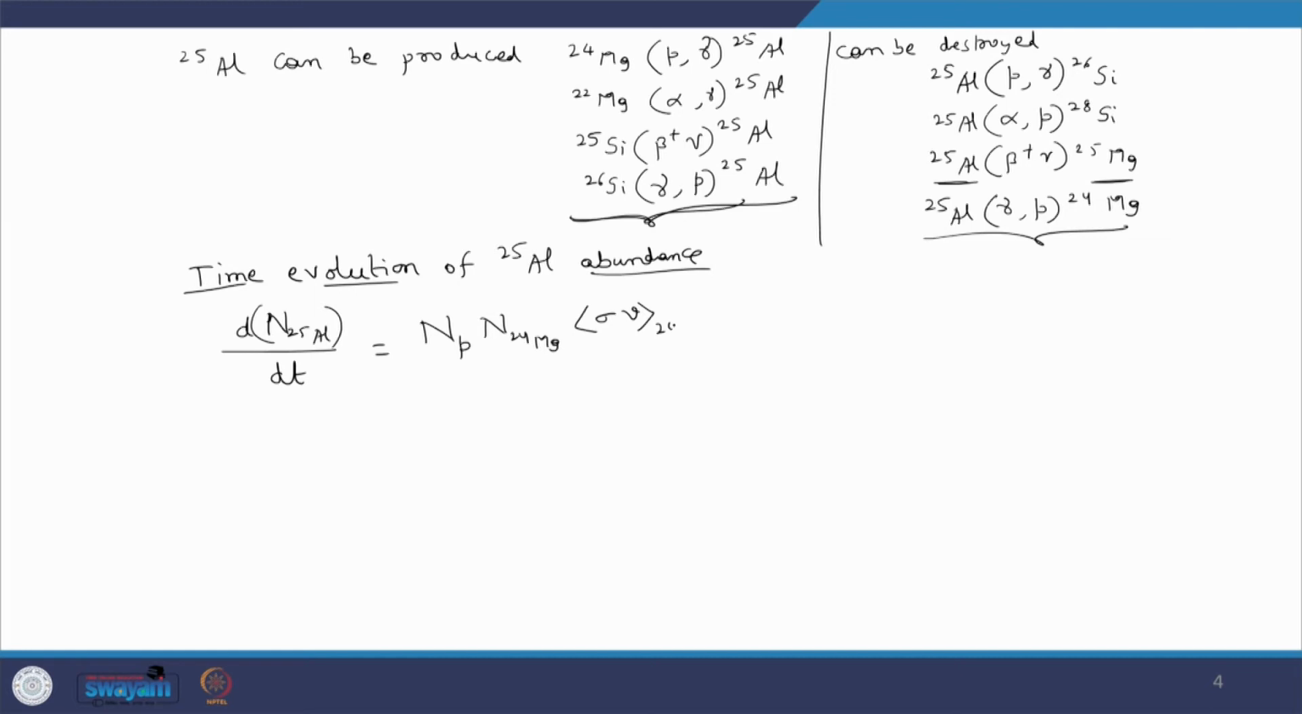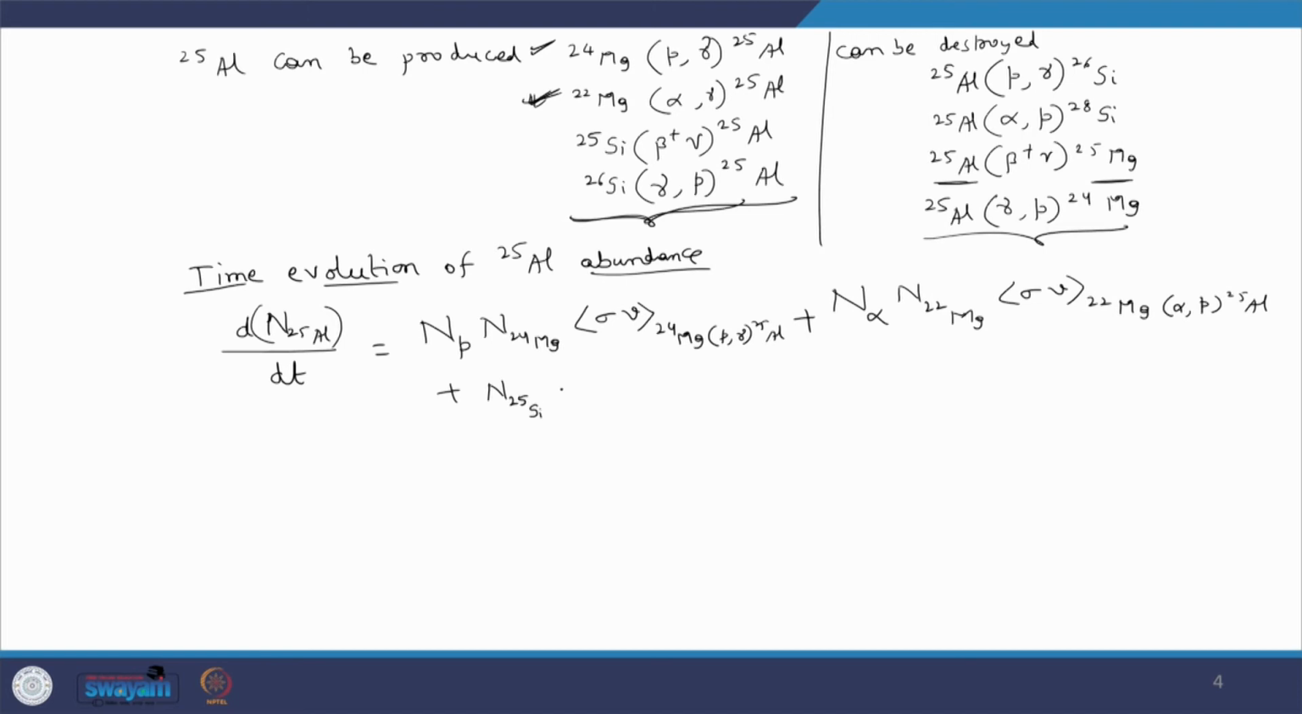This reaction is between 24Mg(p,gamma)25Al, right. This is one way of producing aluminum 25, and the second way is this one, alpha plus 22Mg. First one we have written, and second one, the number density of alpha and the number density of magnesium, and a reaction between both of them, that is 22Mg(alpha,p) producing 25Al. What is the third way of producing 25Al?